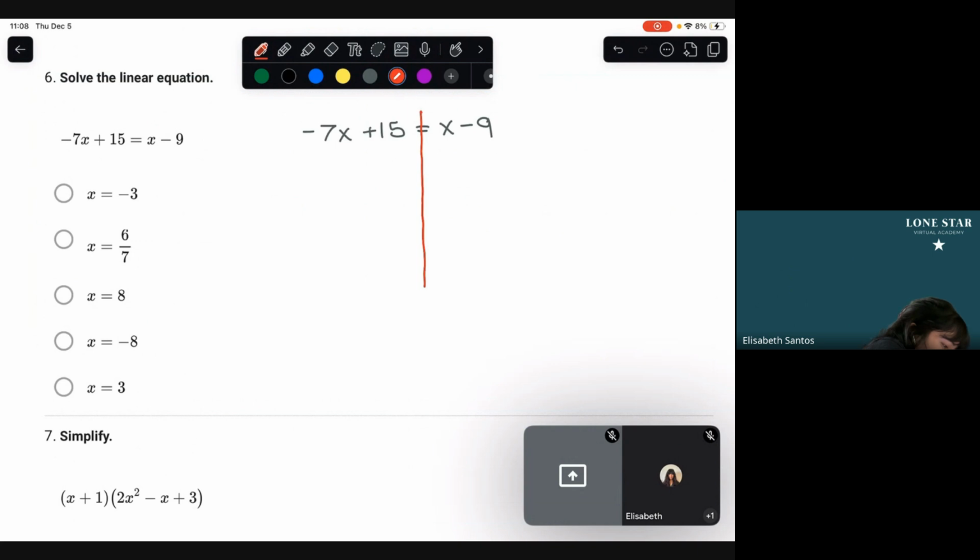So what am I doing here? I am going to combine the x's. So I have to first move one of these x's over. Let's go ahead and just move this one. So plus 7x. So we're left with 15 equals 8x minus 9. Okay, move the 9 over. So we're going to add 9 to both sides and get, what is that, 24?